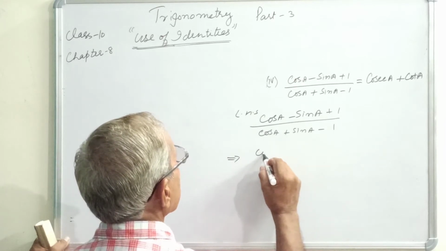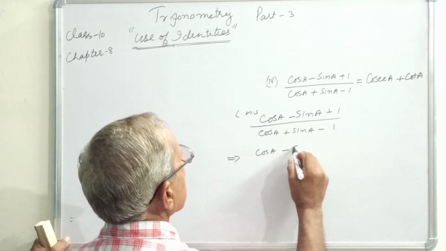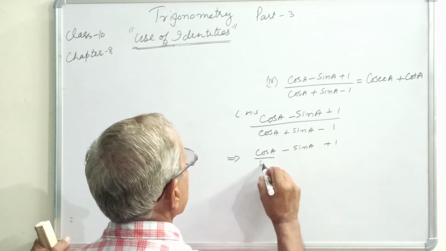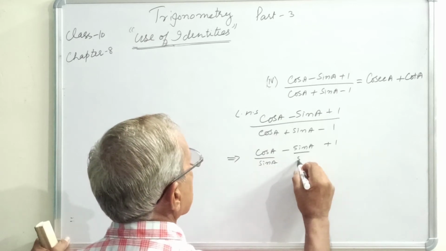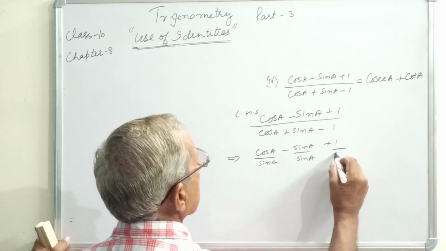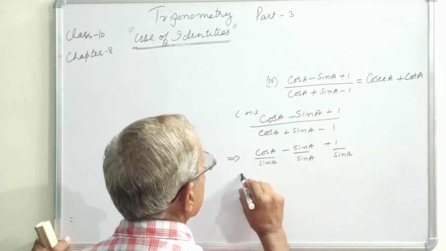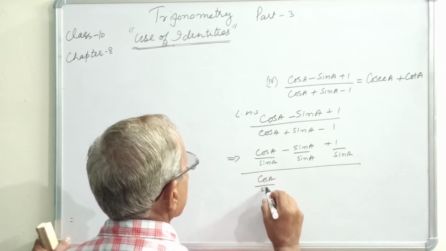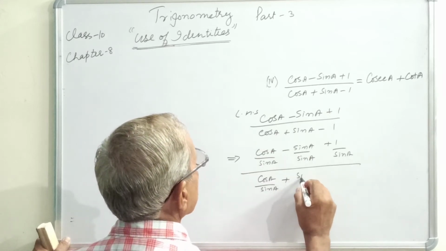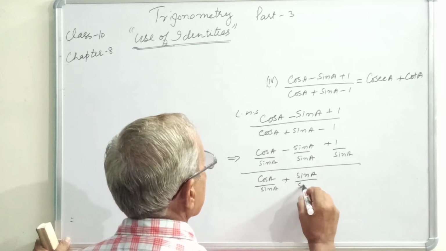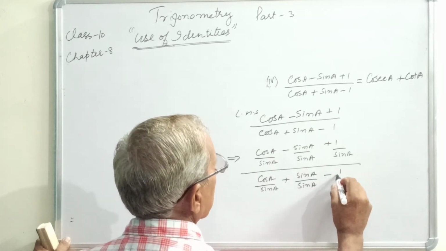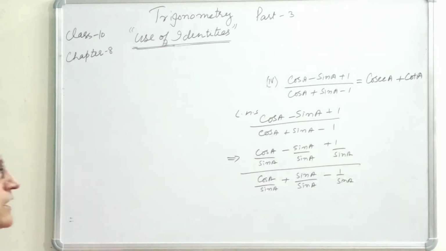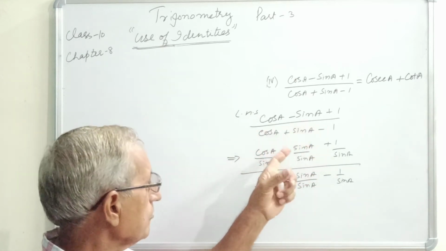So cos A upon sin A, minus sin A upon sin A, plus 1 upon sin A. Similarly, cos A upon sin A, plus sin A upon sin A, minus 1 upon sin A. See, we have divided all the 6 terms by sin A.